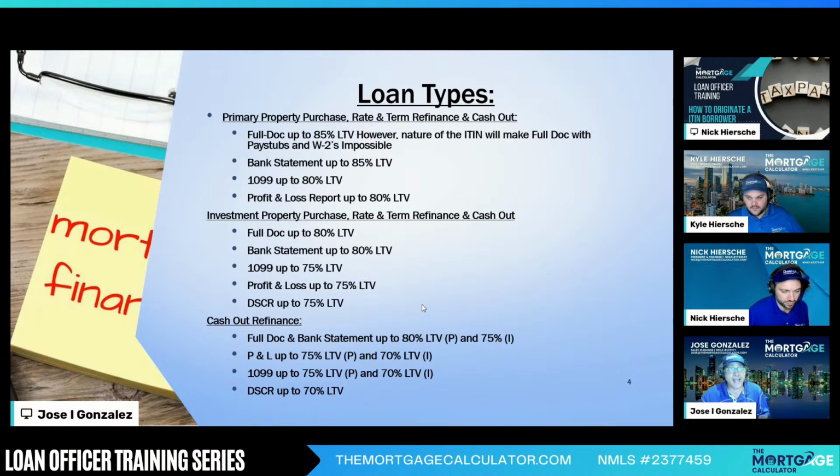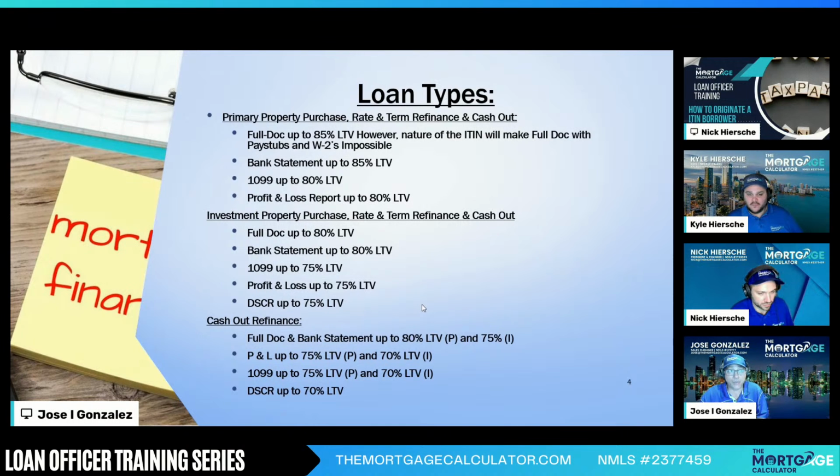On a cash out, typically your LTV is going to be reduced by 5%. So that's also the case on our primary. Full doc is going to be 80% LTV on cash out and 85% on purchase, and these are maximums. But these are the real maximum. Typically, the majority of the options you're going to find are going to be at 80% LTV on the purchase and 75% LTV on the cash out.